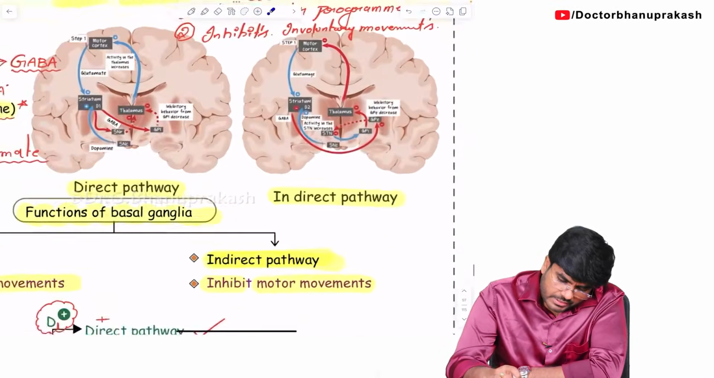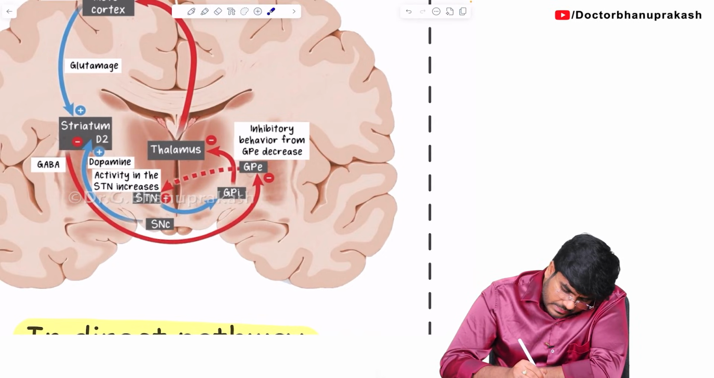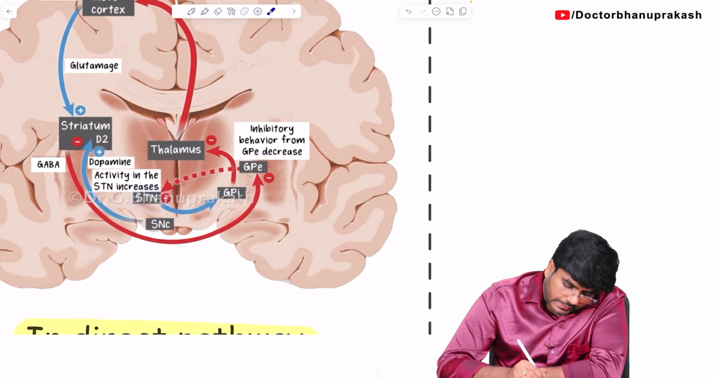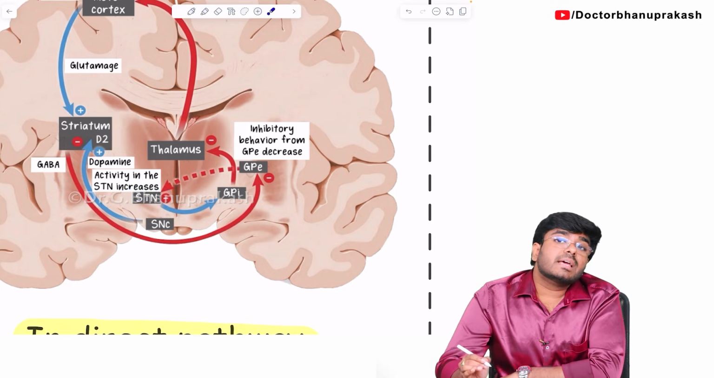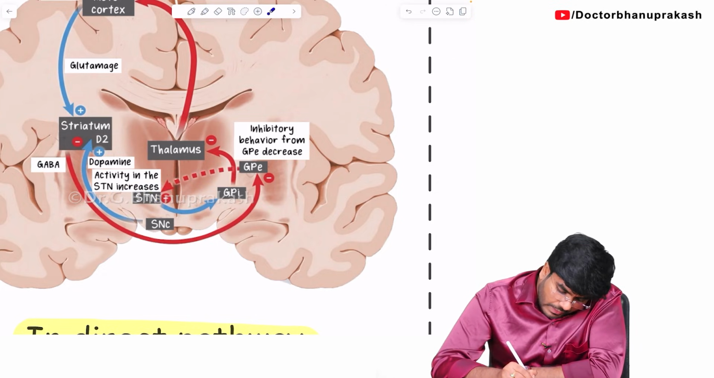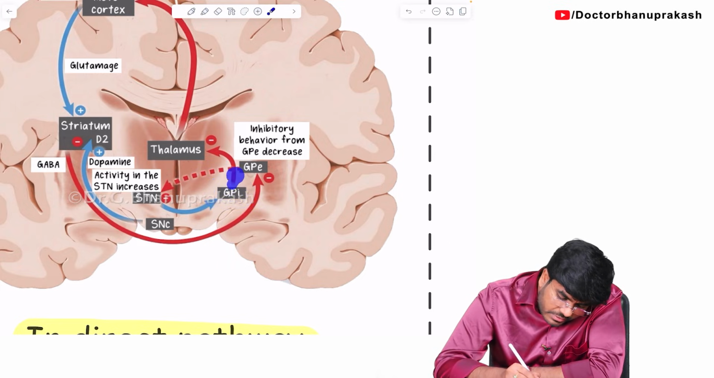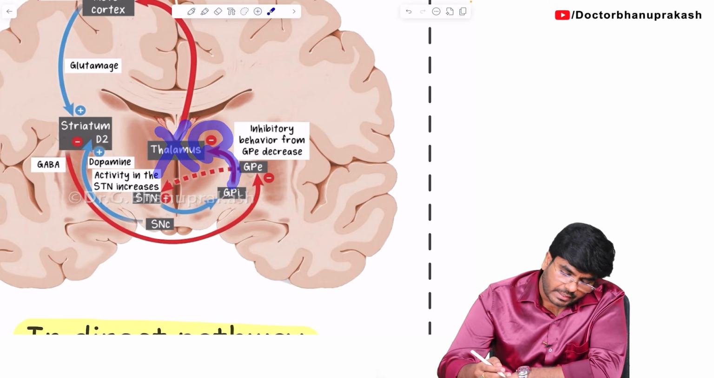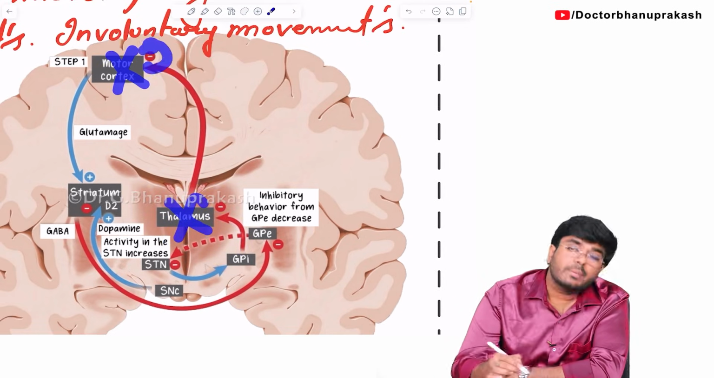Look here, my dear students. Here, globus, see substantia nigra. Which part? Substantia nigra pars reticulata along with the globus pallidus internus. What are they trying to do? They are trying to inhibit the thalamus. Whenever the thalamus is inhibited, automatically the motor cortex will be inhibited.